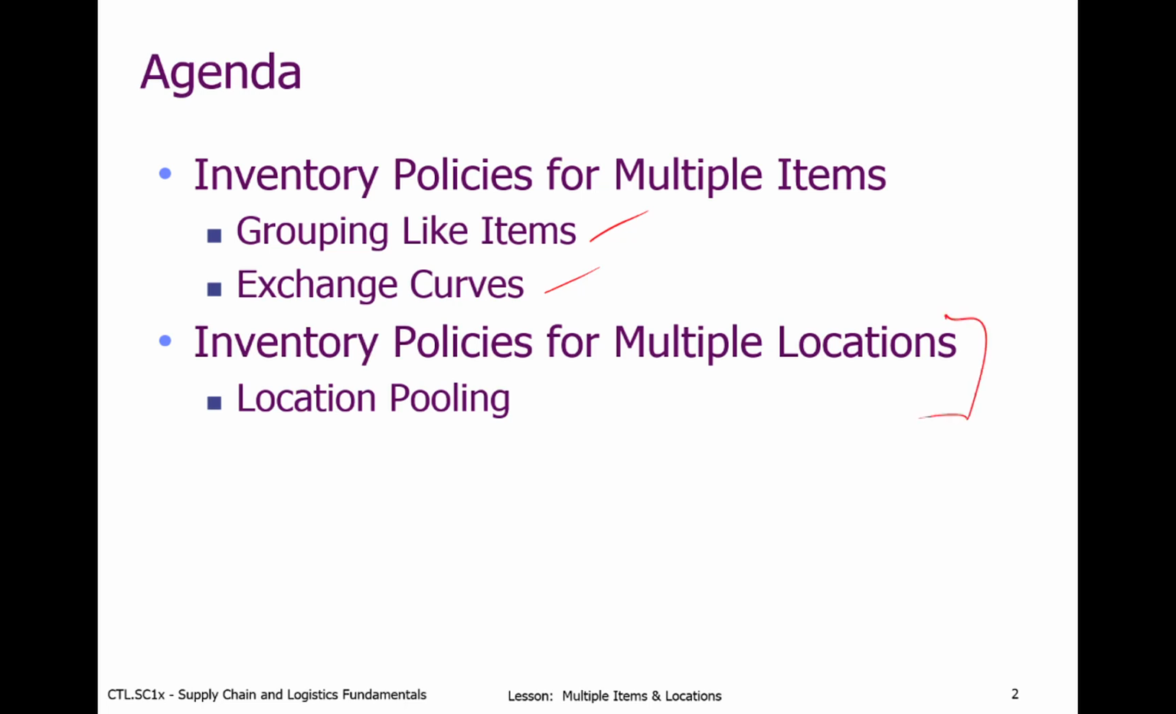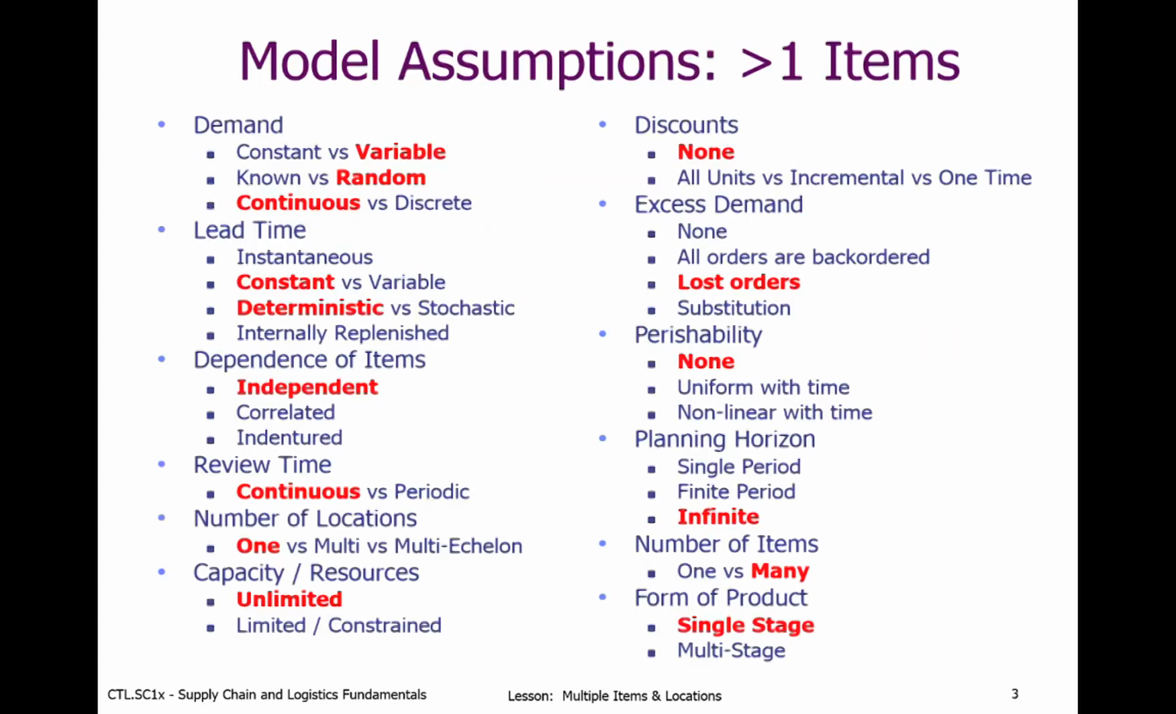Then we'll spend some time and look at an example, a case study, about location pooling, and this is the inventory policies where I have multiple locations or a single location. So let's get into the multiple items first. The only change to the assumptions we're going to make is down here, the number of items. We're going to change from looking at one to many. How do I handle policies when I've got hundreds or thousands of SKUs that I'm managing?